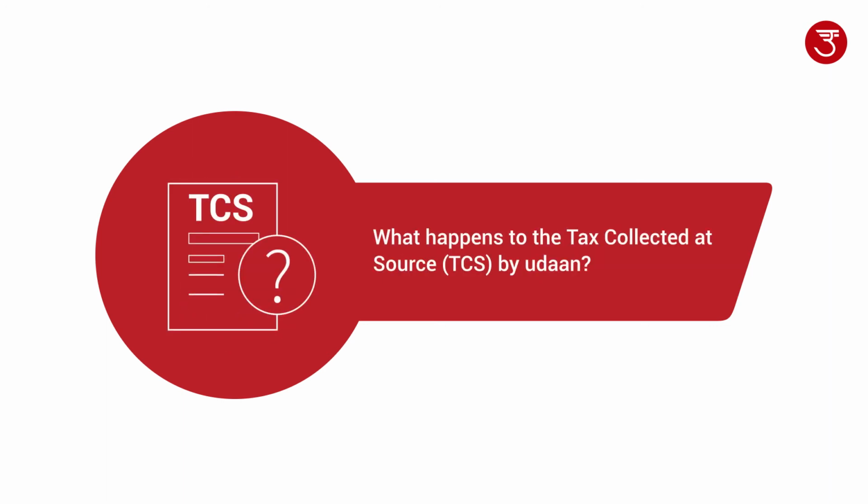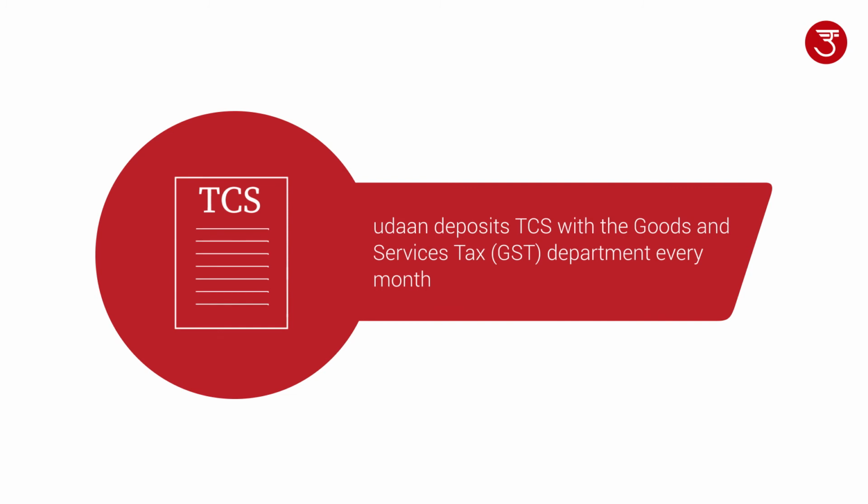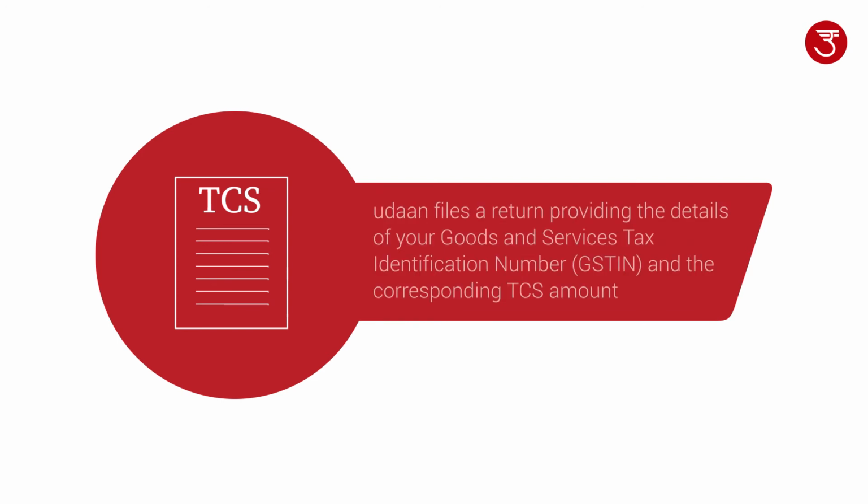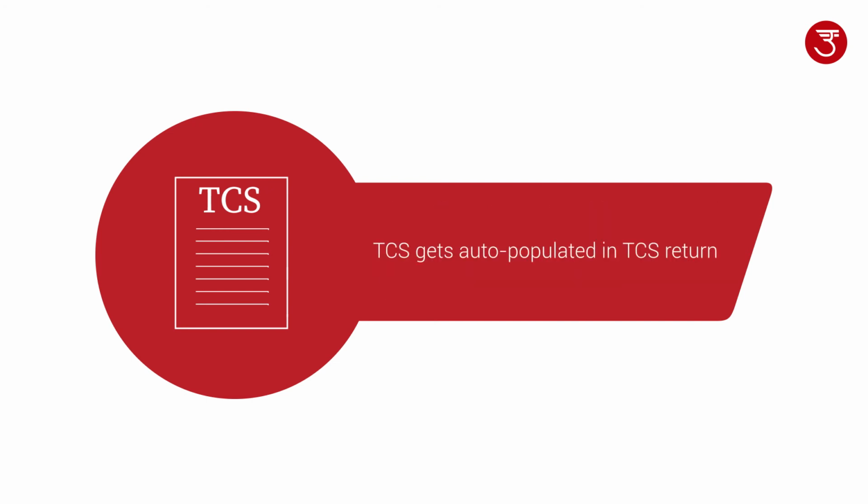Now, let's see what happens to the tax collected at source, TCS, by Udaan. Udaan deposits TCS with the Goods and Services Tax (GST) department every month. Udaan files a return providing the details of Goods and Services Tax Identification Number (GSTIN) and the corresponding TCS amount. TCS gets auto-populated in TCS return.